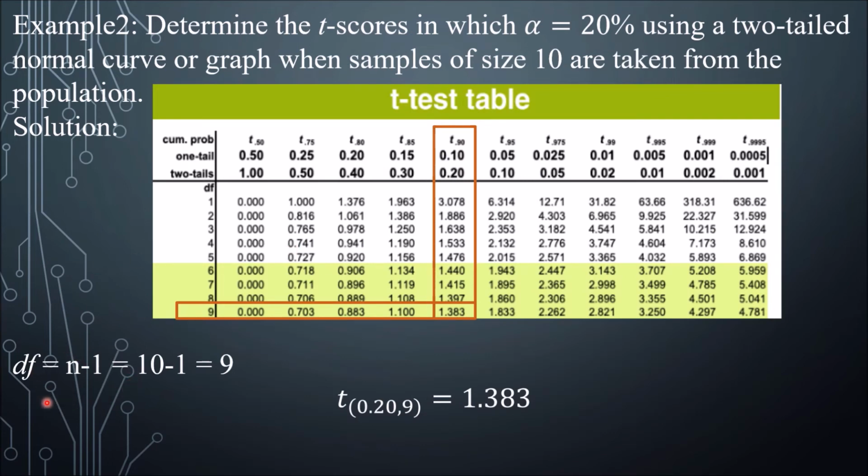Next, for the degrees of freedom, df is equal to n minus 1. Since n is equal to 10, n minus 1 is equal to 9. So degrees of freedom is 9. Then two-tailed, 0.2; one-tailed is 0.10. The intersection is 1.383. That's the t-score if alpha is 0.2 and the degrees of freedom is 9.